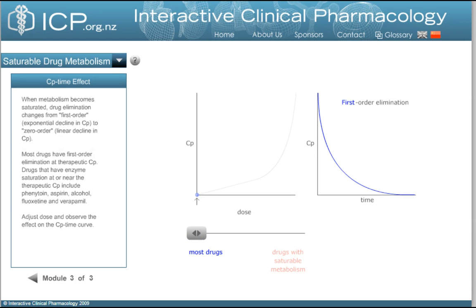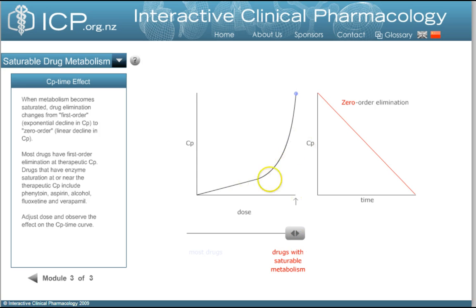So most drugs undergo first-order kinetics, and here we see most drugs just have this linear relationship between dose and concentration, and they undergo first-order elimination. But some drugs have what we would call a saturable metabolism, and you can see that as we get more towards those drugs, and we get this uptick in concentration as a function of dose, we move from first-order elimination to zero-order elimination. And these are the drugs we want to be concerned about.